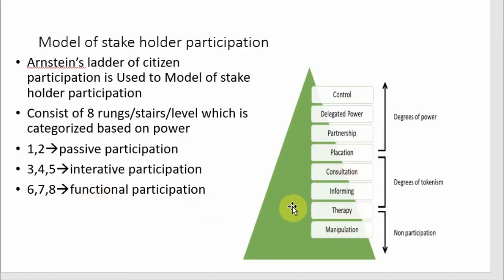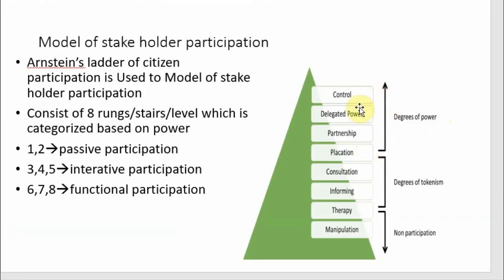Next is functional participation, and it comes under the 6th, 7th and 8th steps, that is partnership, delegated power and control. It basically is the degree of power of a citizen. So here a teamwork or project group or team will work together to reach a collective decision. What happens here is a partnership formation between ordinary citizens and the power holders. So based on this model, we can model the stakeholder participation.